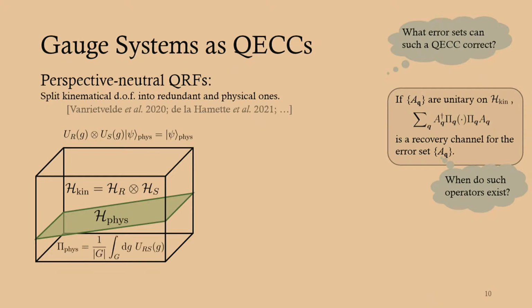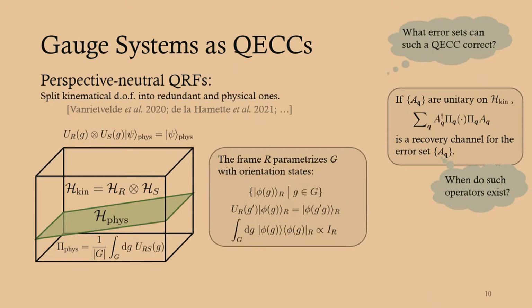Because I assumed that G is compact, I can write the projector onto the physical states as this coherent group average. Okay, now for R to actually work as a quantum reference frame, I want to somehow parameterize the group action G. So I introduce these orientation states, which transform covariantly and which resolve the identity on my frame R. Okay, and if I have such a setup, then I can treat HR, the quantum reference frame, as redundant, and I will be able to map all of the physical information from HFIS onto the residual system HS.